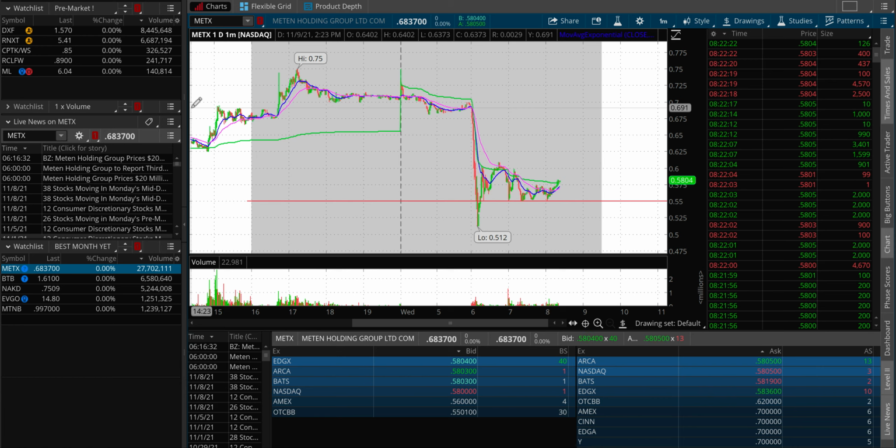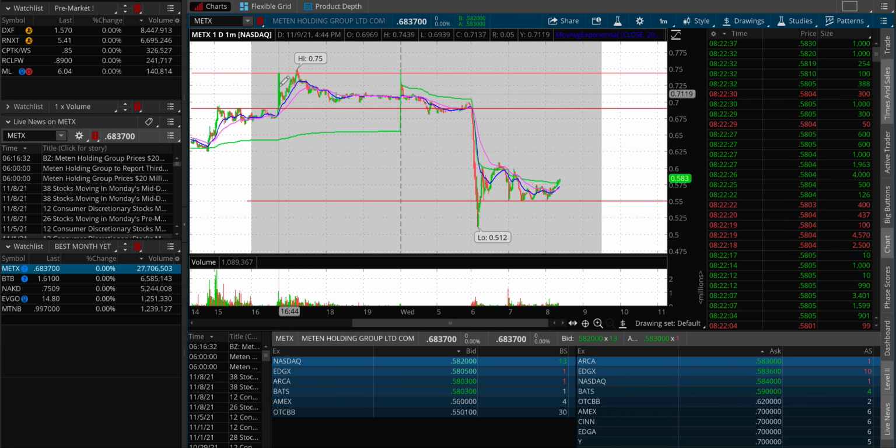So, me personally, I probably would not be too interested in this one. It's a little too cheap for me. But we have this level here of 69, which was strong resistance. Once it broke above it, it had a squeeze. Once it broke below it, shorts destroyed it. Plus, it probably had some bad news.